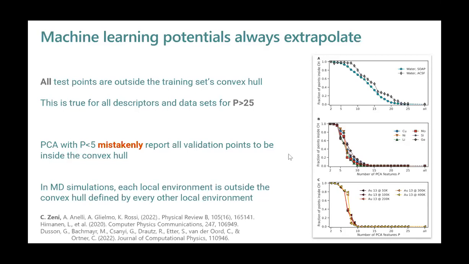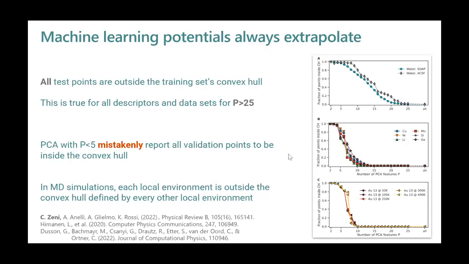So another thing you can observe from these points is that PCA projection with low P's, and most importantly PCA with number 2, which is all of our plots which look pretty basic, mistakenly report all validation points to be inside the convex hull. Well, this basically means don't use PCA to assess whether you are in interpolation or extrapolation, it just is wrong.